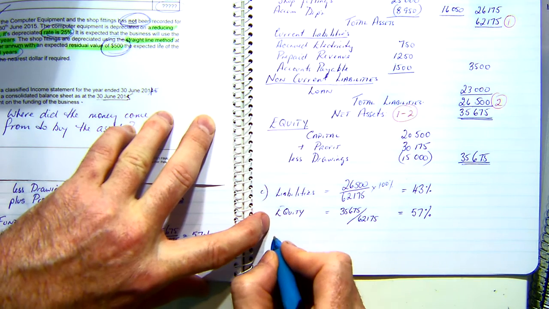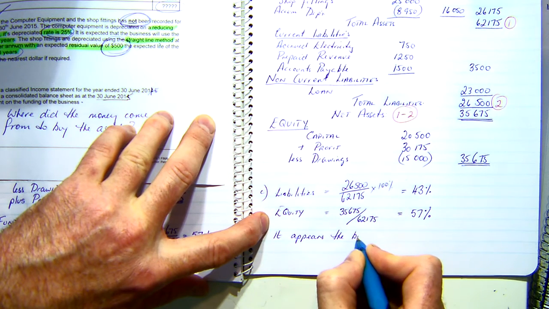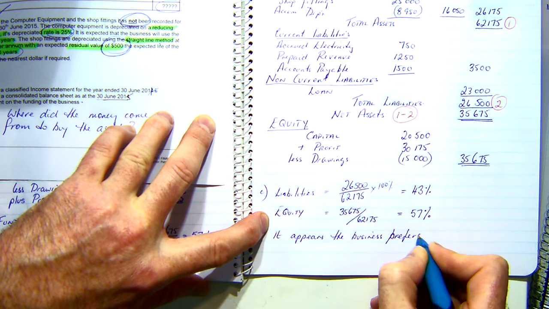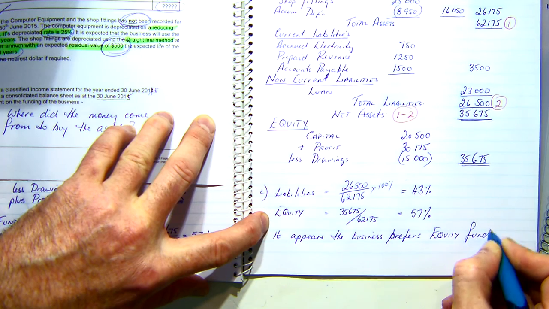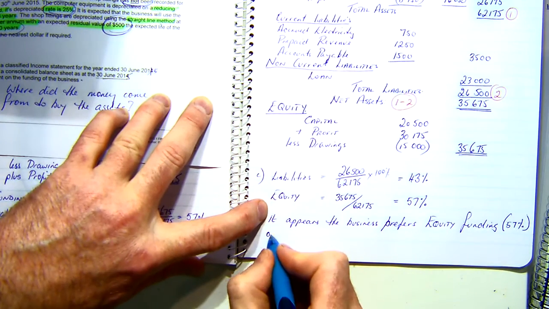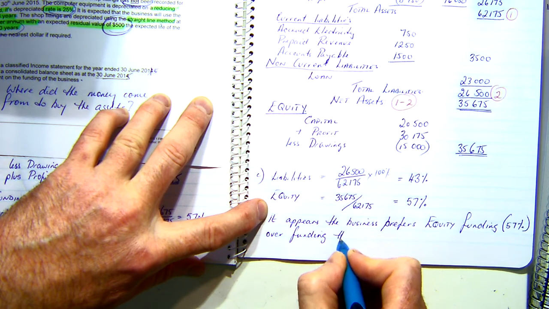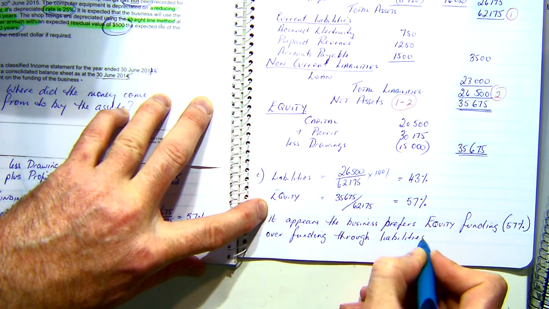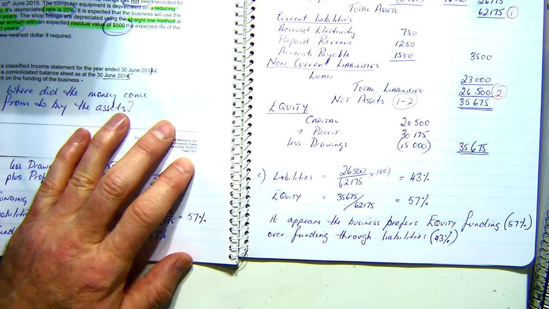So comment on the funding. It appears the business prefers, that's a P, equity funding. I'll just bracket here 57%. You need to tell me the percent of funding through liabilities, which is 43%. And that's my answer to C.